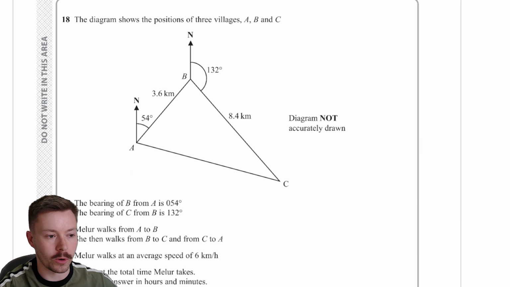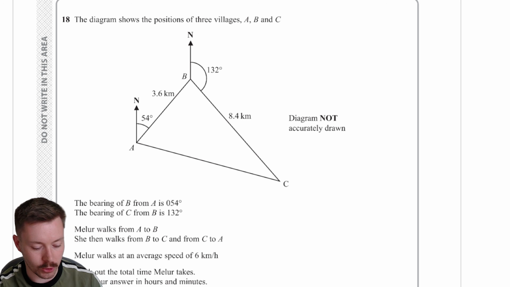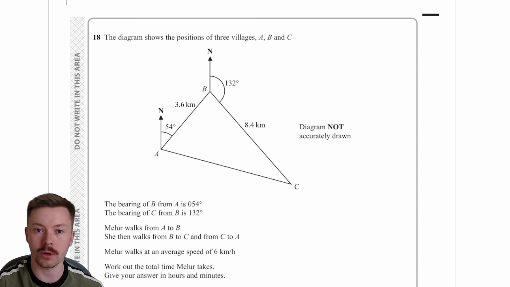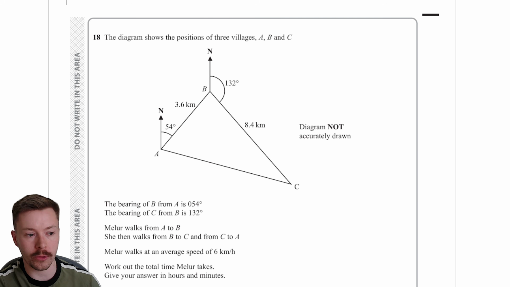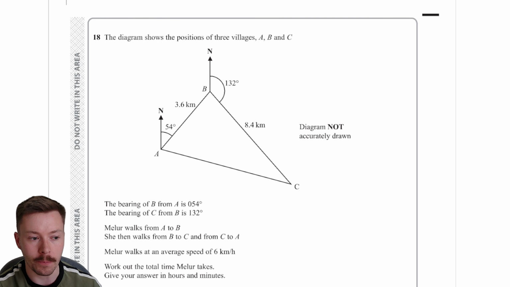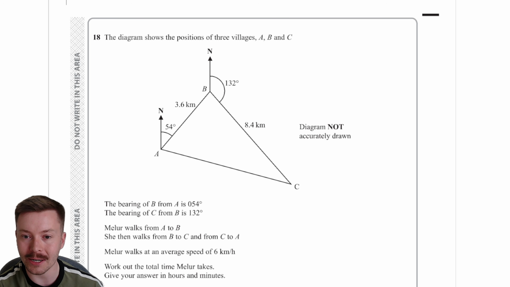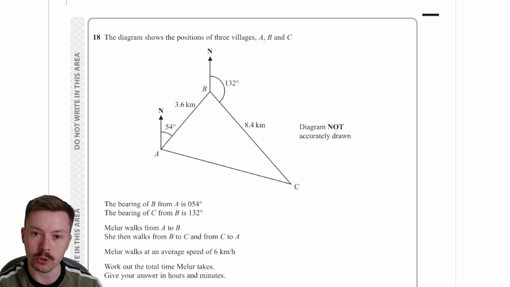And I might need to move out of the way for this so we can see all the writing. I might zoom it out very slightly. There we go. So the diagram shows the positions of 3 villages, A, B, and C. Now, clearly, they've joined all the points up for us already, but quite often with bearings, you've got parallel lines, angles and parallel lines involved. You might have a triangle like we've got here.